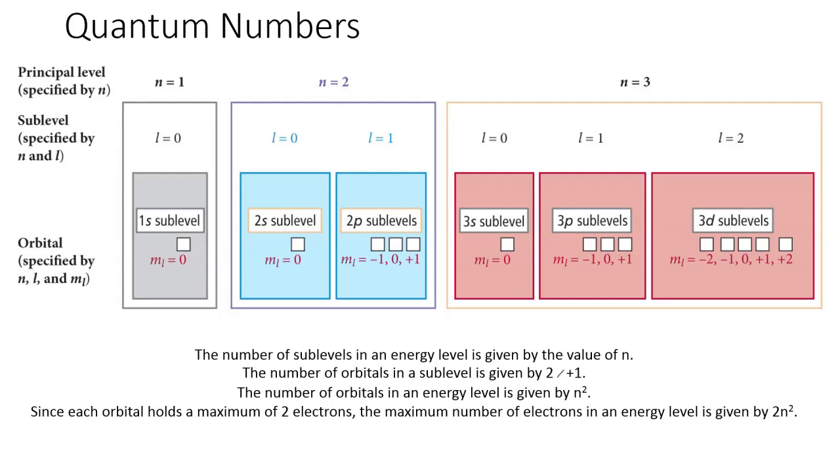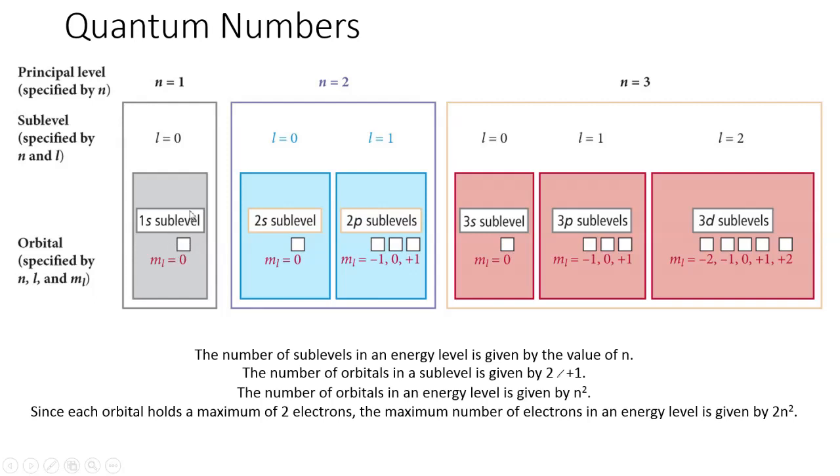If n equals 1, the singular possible value for L is 0. If L is 0, we are talking about an S sublevel, specifically in this case, the 1s sublevel. In the 1s sublevel, there is one possible orbital, because if L is 0, m sub L can only be 0, and therefore we have one s orbital in the 1s sublevel.